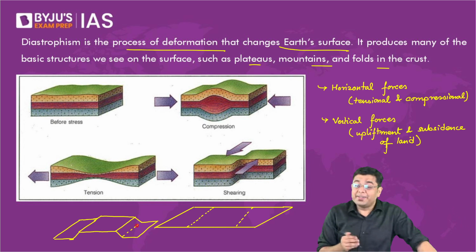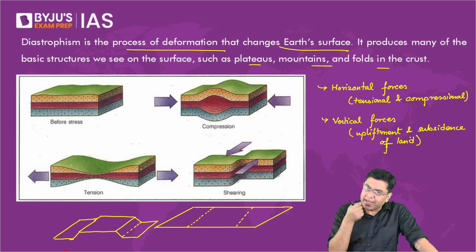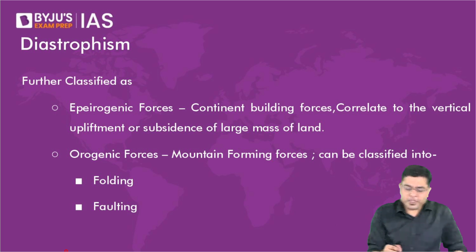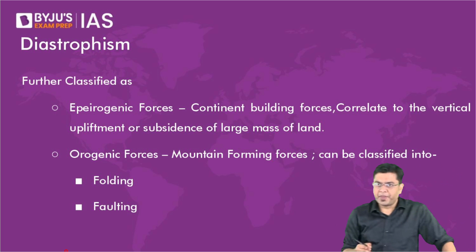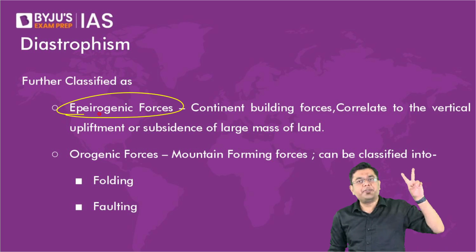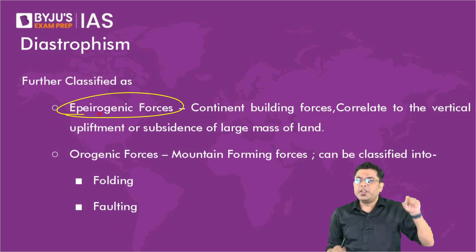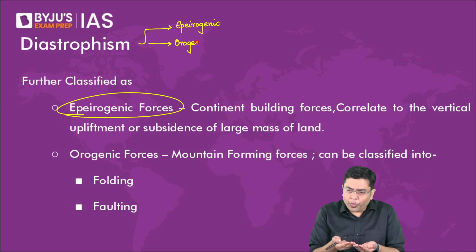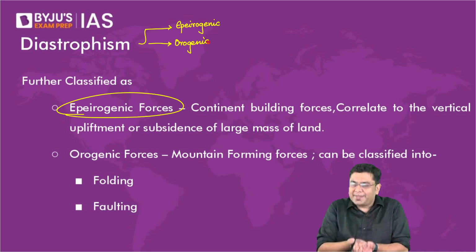So that is your vertical movement, which is initiated and it is a slow process. So this vertical movement is what is categorized as a kind of force which we refer to as Epeirogenic force. Okay, so diastrophism is classified into two types. One is what is referred to as Epeirogenic, another is what is referred to as orogenic. Epeirogenic is what leads to a kind of vertical rise and fall.